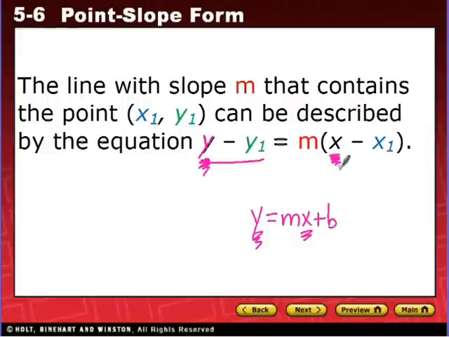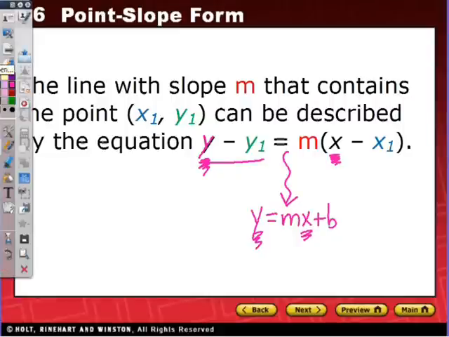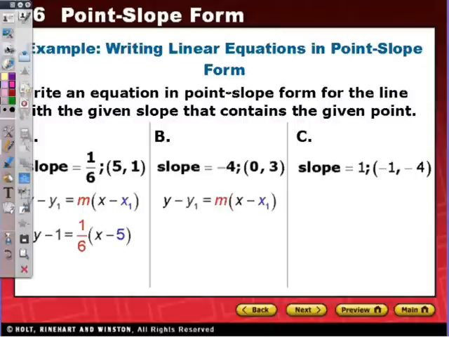And that'll allow us then to go ahead and turn that into slope-intercept form. We could turn it into standard form too, but slope-intercept form is really the most convenient form, so that's what we usually want to change things into. So let's see how this works in practice. Hopefully I haven't lost you yet. I know this stuff is hard.